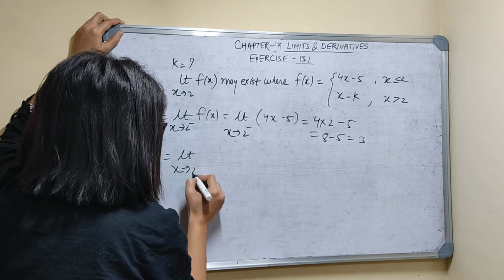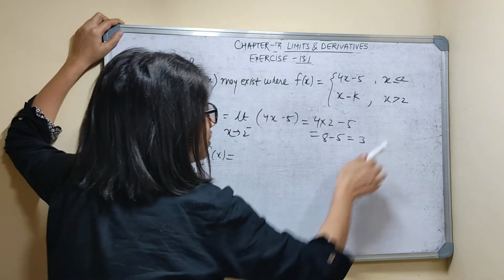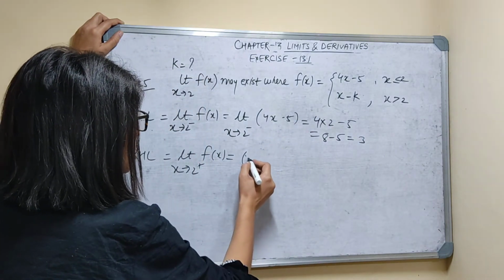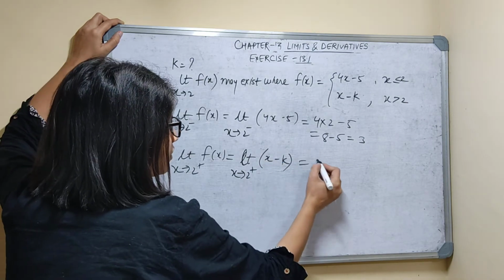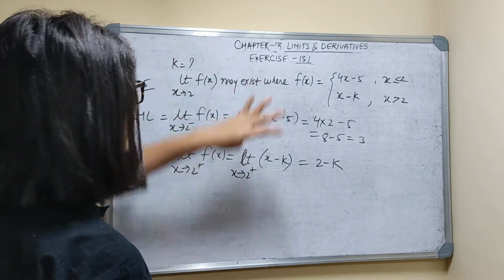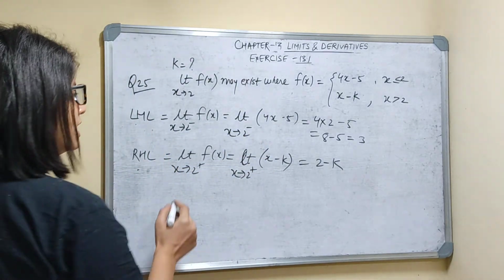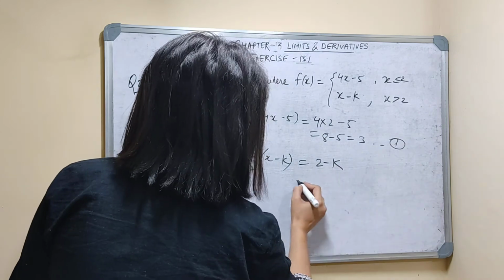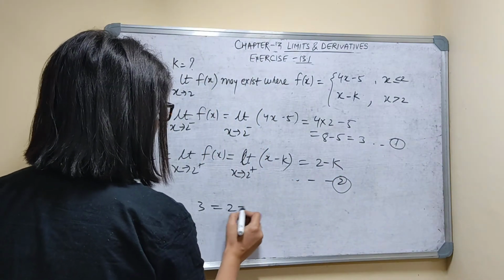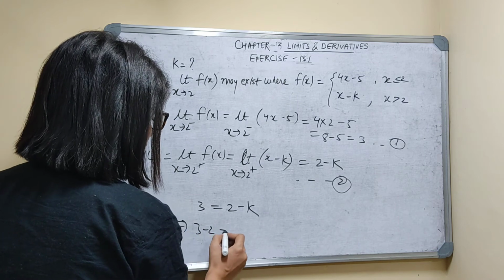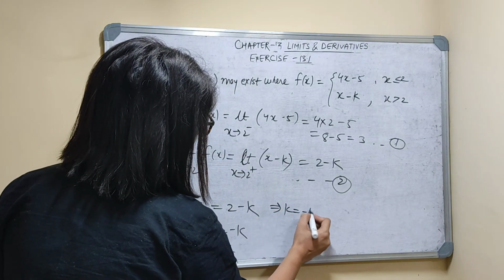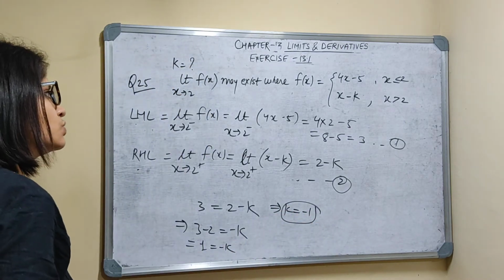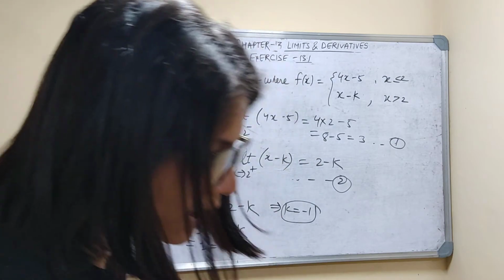The right hand limit is limit x tends to 2 plus of f(x). Since x is greater than 2, take x minus k, and substituting 2 for x gives 2 minus k. If the limit exists, LHL must equal RHL. From equation first and equation second, 3 is equal to 2 minus k. So 3 minus 2 is equal to minus k, so 1 is equal to minus k, or k is equal to minus 1. Minus 1 is the answer.